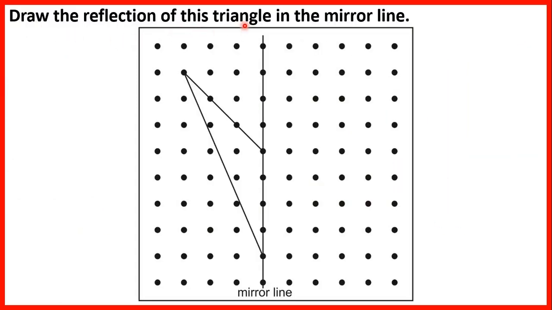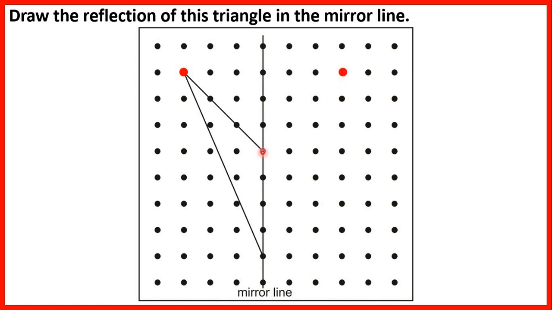Draw the reflection of this triangle in the mirror line. So we need to have the same reflected on both sides, and the way to do that is to dot our corners. So this corner here is 1, 2, 3 dots to the left, so we can go 1, 2, 3 dots to the right.